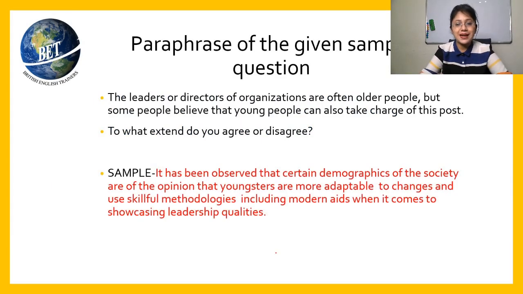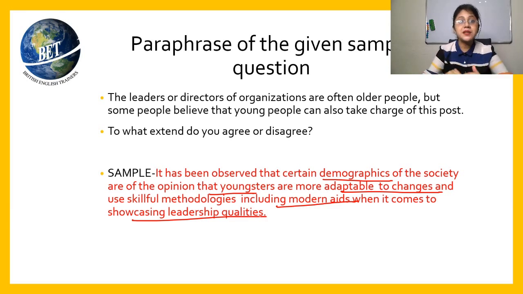Now, let's have a look at how this particular question has been paraphrased. It has been observed that certain demographics of the society are of the opinion that youngsters are more adaptable to changes and use skillful methodologies, including modern aids, when it comes to showcasing leadership qualities. Now, you can clearly understand right out here that the exact keywords have not been used. They've been substituted with the help of synonyms. Certain words have been described, and in certain cases, the same words have been used.